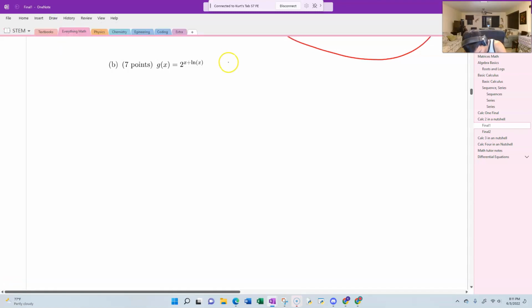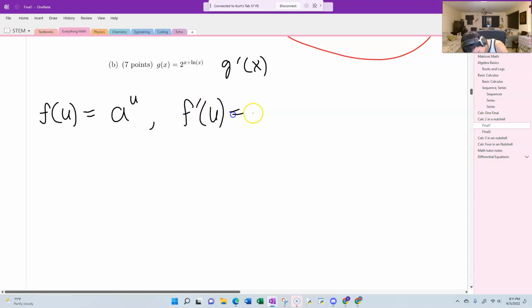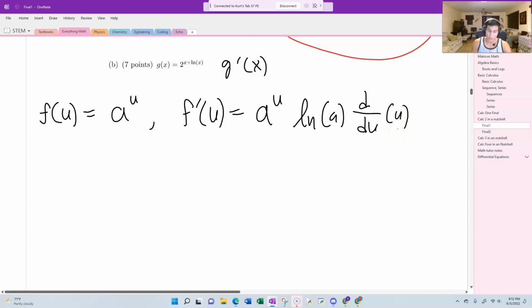Okay, so the goal of this problem is to find g prime of x. Now I want to tell you guys straight up, let's use the most general form. Let's use something like f of u, so f of u is equal to a to the u, right? Something like this. And then we know that f prime of u, just because we know these formulas, right? Like you can search them up and you'd see that that formula looks like this. It looks like a to the u, then ln of a, then d/du of u. This is what the formula looks like.